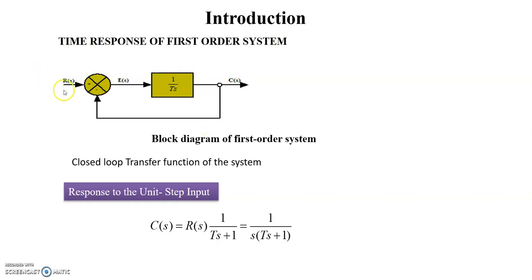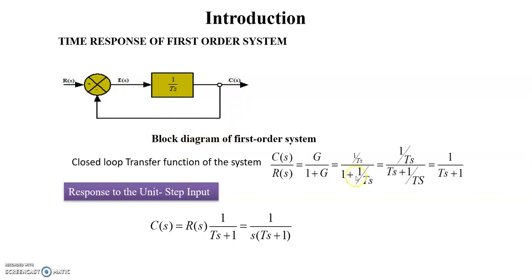Here I am giving the input as R(S), and this is a summer, and the summer output is an error signal. Because the feedback signal is negative, meaning we subtract, R(S) minus C(S) is E(S). So first, the closed loop transfer function: C(S)/R(S) is equal to G/(1+G), or G(S)/(1+G(S)). You already know this one.